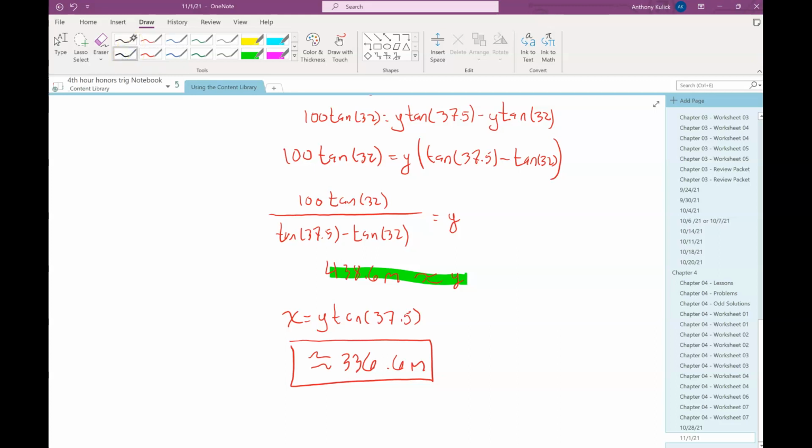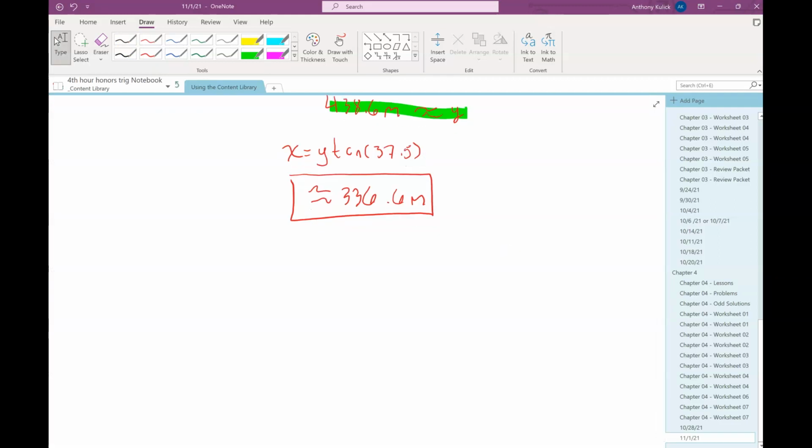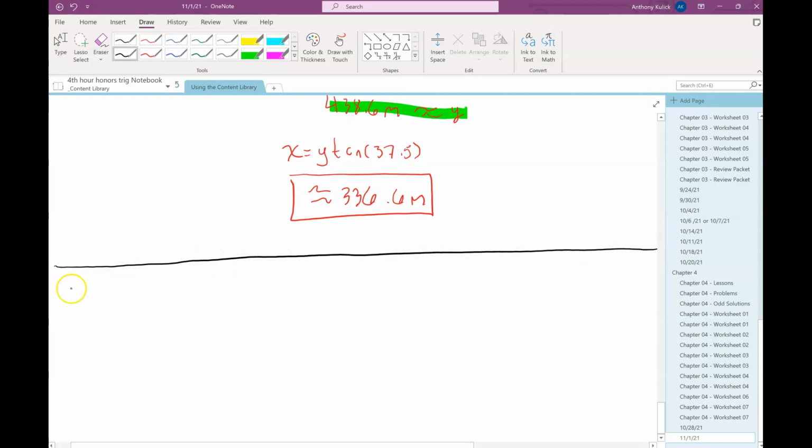Okay. That puts a wrap on section 4.2. In 4.3, we're going to start this today. We won't finish it.